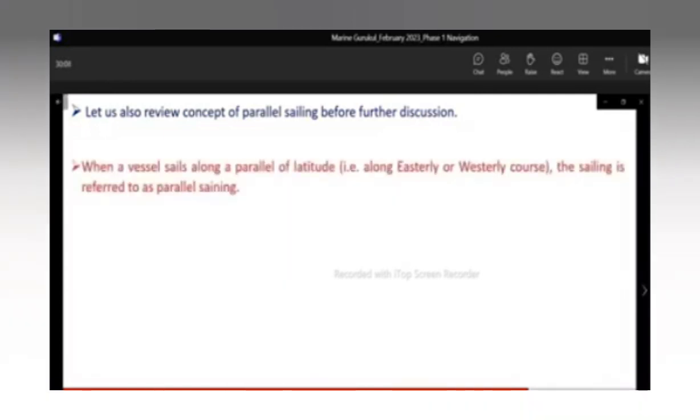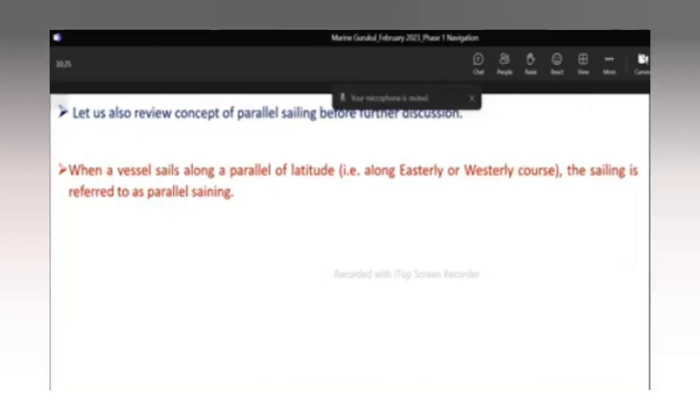Now, when a vessel sails along a given parallel of latitude, that means along an easterly course that is 090 degrees true, or a westerly course that is 270 degrees true, the sailing is referred to as parallel sailing. We already know why it's called parallel sailing, because you're moving along a given parallel of latitude.